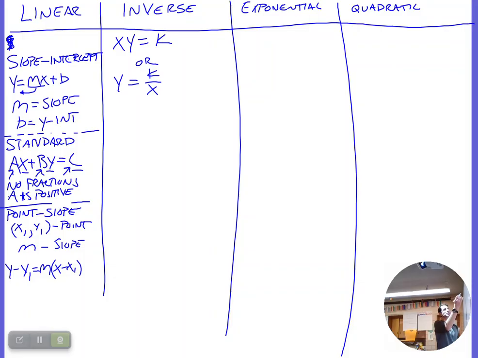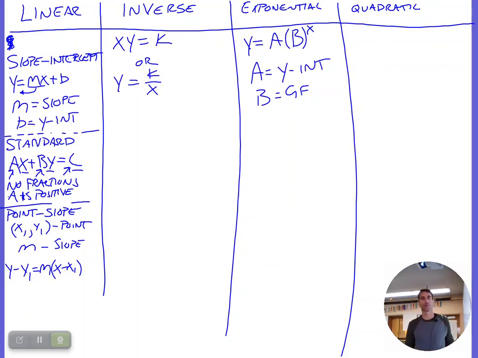So in exponential, we have y is equal to a times b to the power of x, where a is the y-intercept and b is the growth factor. Wait, I thought that exponential equations didn't have a y intercept. No, exponential does, inverse does not.